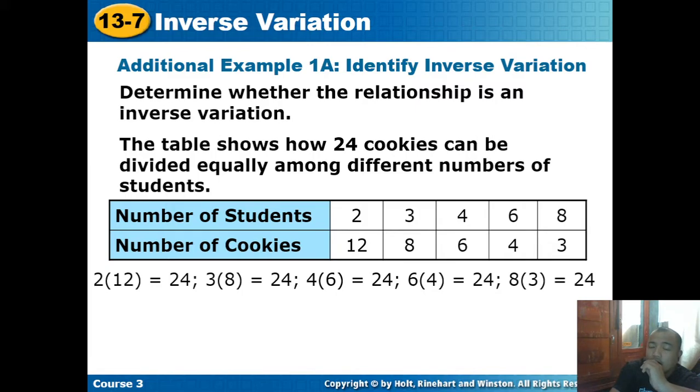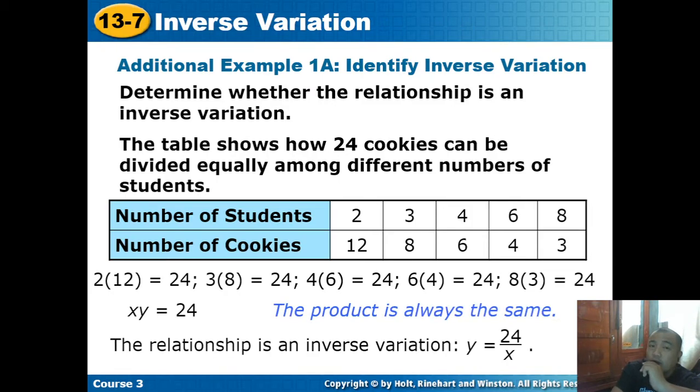To solve for the constant of variation, we'll just multiply x and y. This is different from direct variation, because in direct variation we divide y by x, but in inverse variation we multiply x and y. So 2 times 12, 3 times 8, 4 times 6, 6 times 4, 8 times 3 are all equal to 24. So 24 is what we call the constant of variation, and our equation is xy equals 24, or y equals 24 over x.